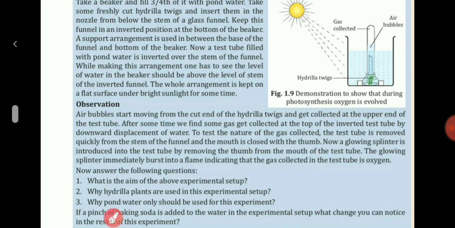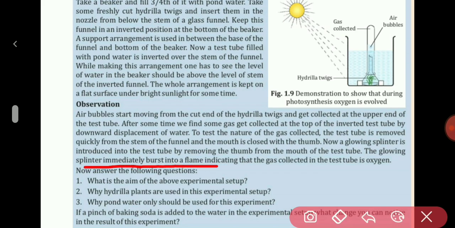Now a glowing splinter is introduced to test the gas. By removing the thumb from the mouth of the test tube, the glowing splinter immediately bursts into a flame because of the presence of oxygen gas, indicating that the gas collected in the test tube is oxygen.